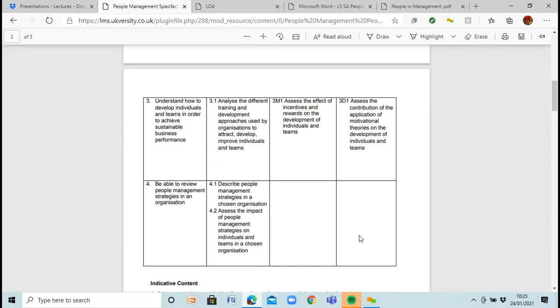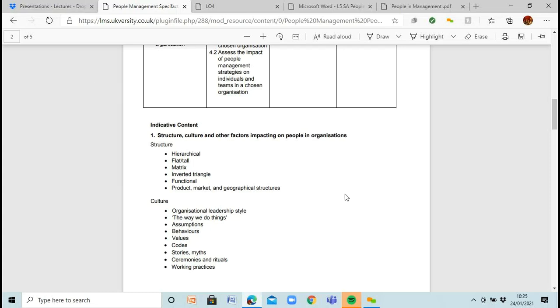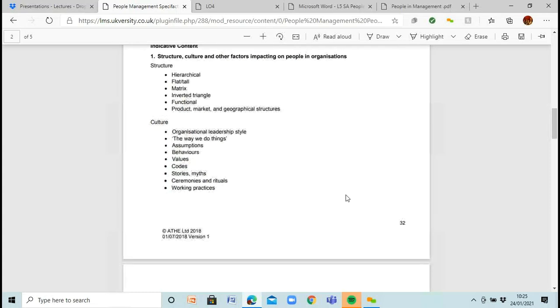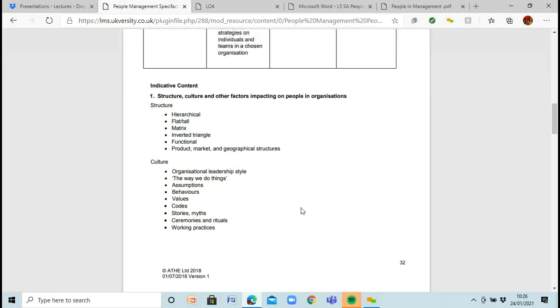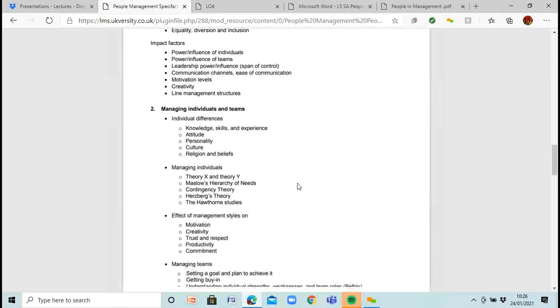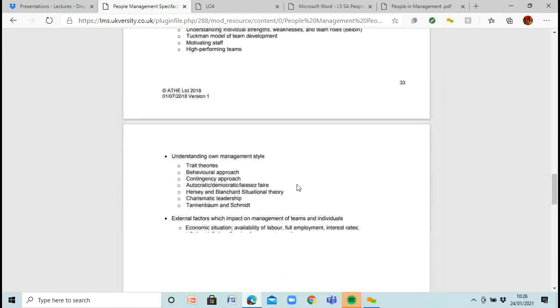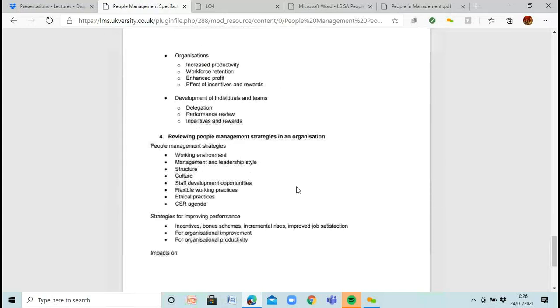So I want to refer you to the unit specification sheet. Now on here we have indicative content. This indicative content is structured for each learning outcome. So you've got the indicative content for learning outcome 1 here, and it just tells you what sort of things you should be including within your assignment. I'm going to scroll down to the indicative content for learning outcome 4.